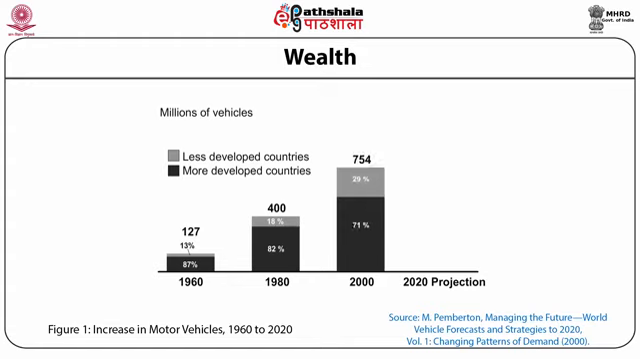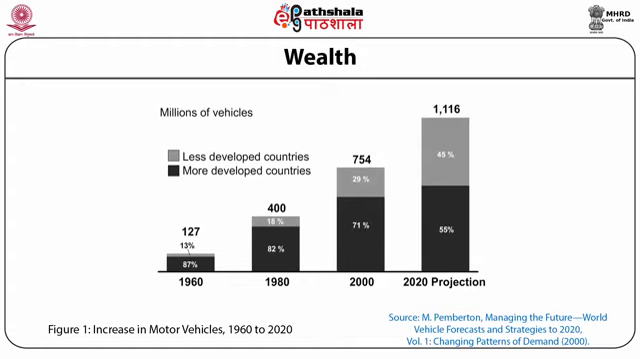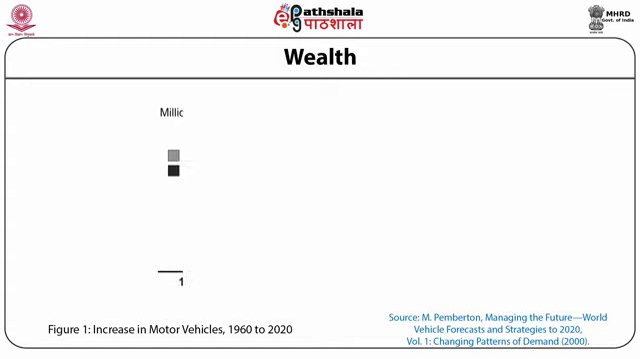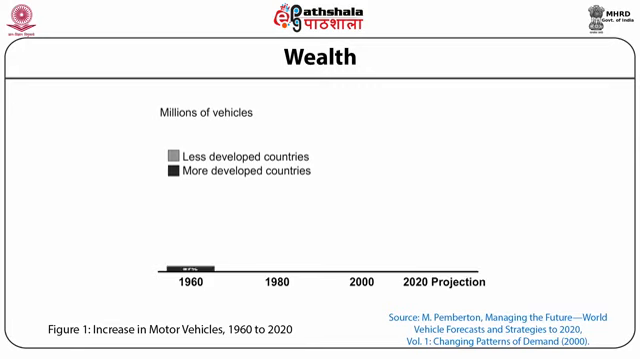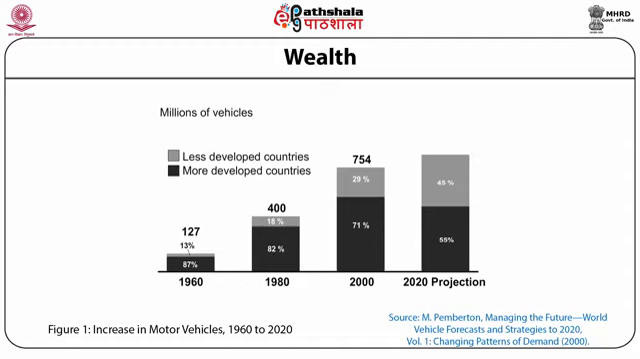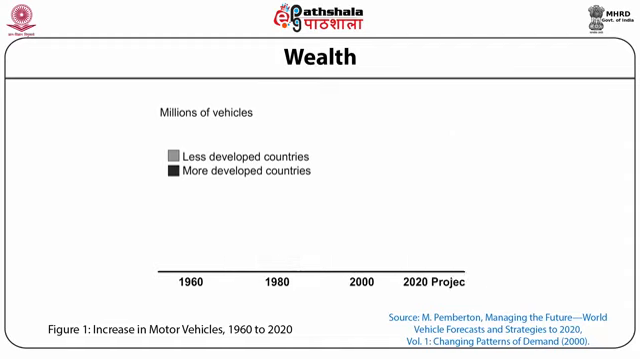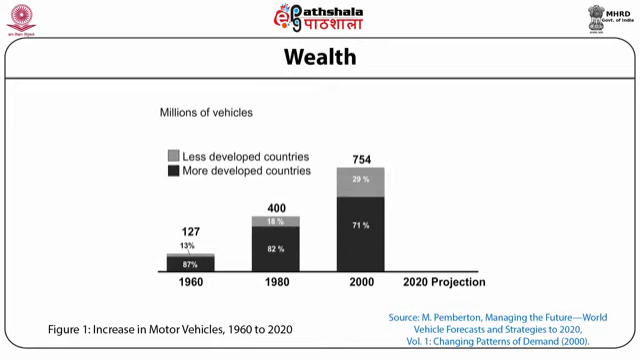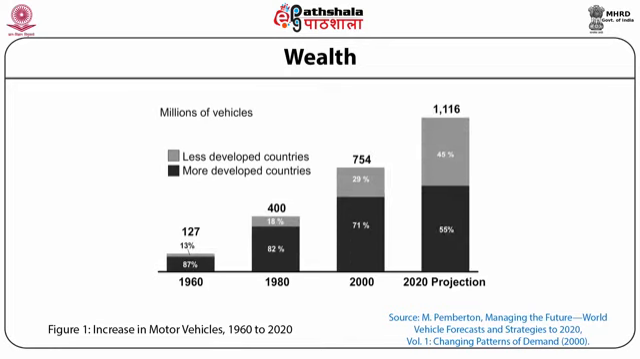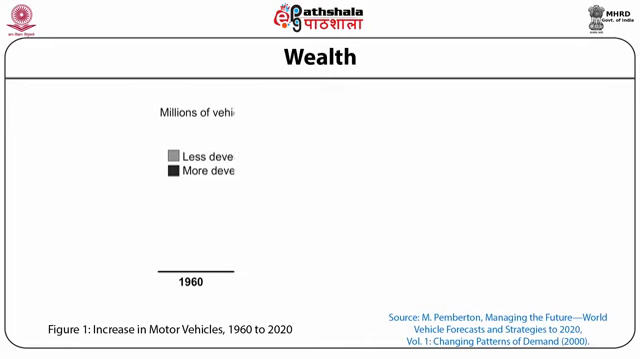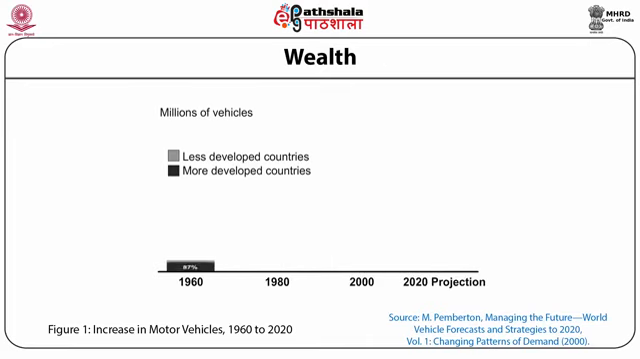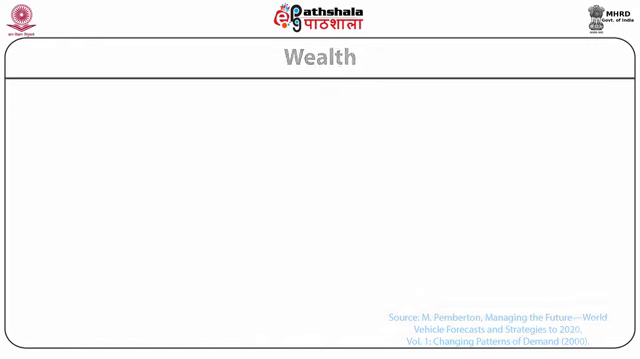For example, in 2000, about 70% of the world's automobiles were in more developed countries. For this, you can see figure 1. The United States had more than 400 cars per thousand people. In less developed countries like India and Bangladesh, there were only 5 cars per 1000 people in 2000.